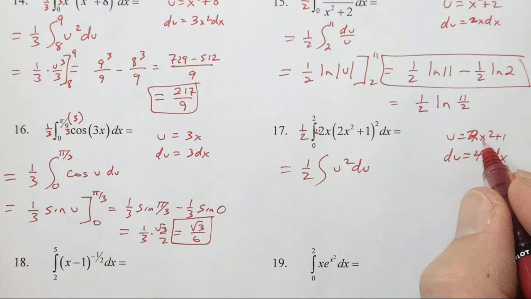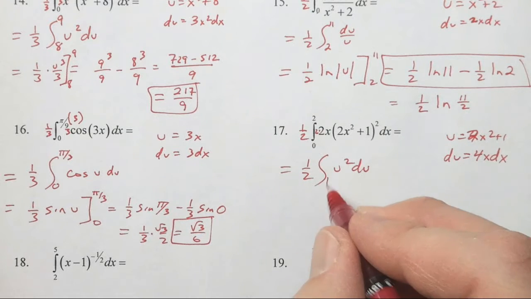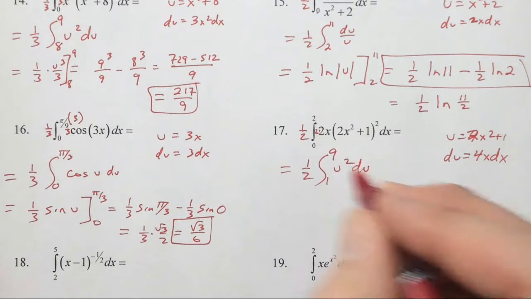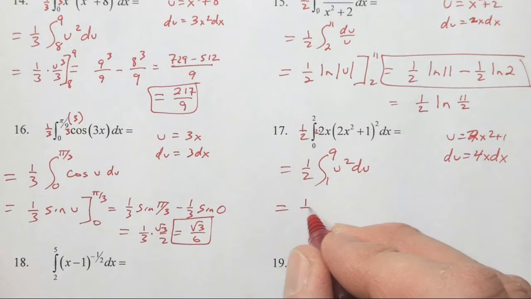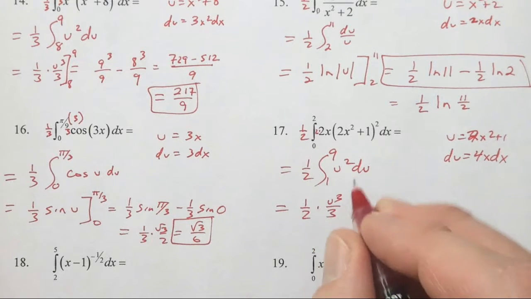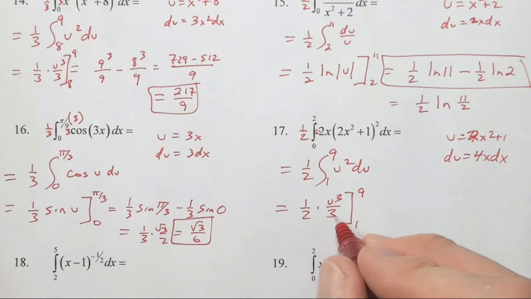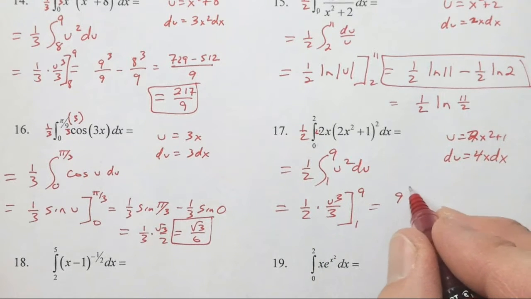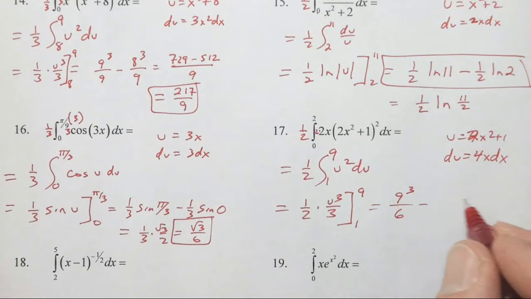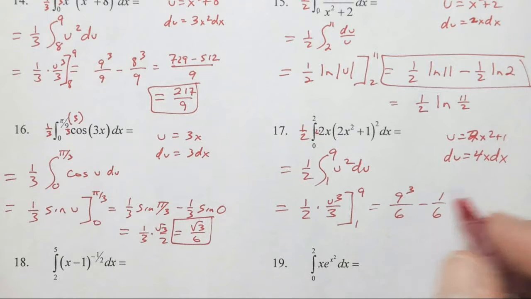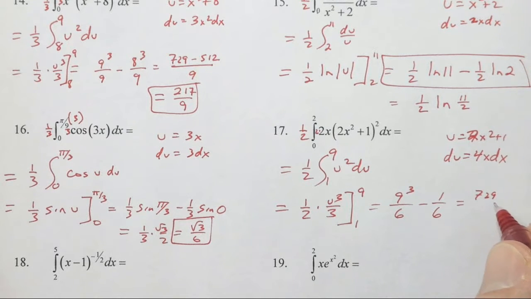0 squared is 0, double is still 0, plus 1 is 1. 2 squared is 4, doubled is 8, plus 1 is 9. So we're looking at 1/2 times u cubed over 3 when we antiderive the u squared. That's being evaluated from 1 to 9. It means we're really dividing by 6. So this is 9 cubed over 6 minus 1 cubed over 6. We said before that 9 cubed is 729. So we have 729 minus 1 all over 6, or 728 sixths.